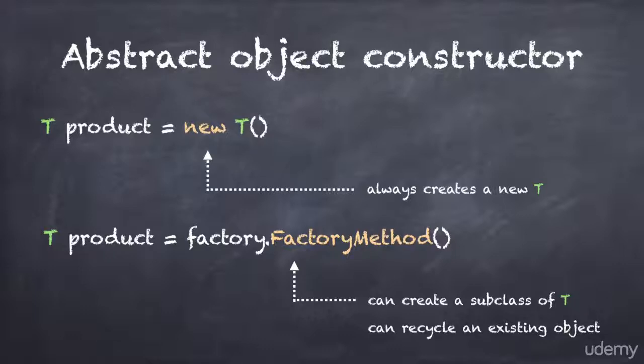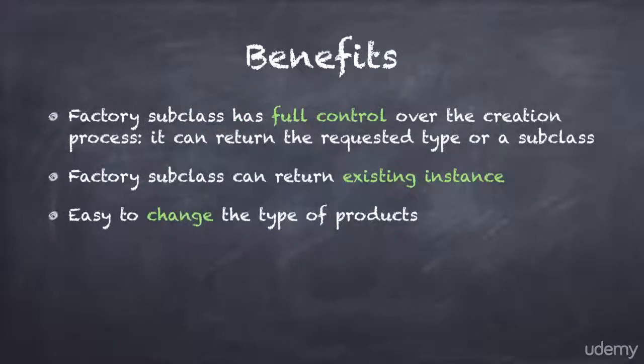So, I've already mentioned two important benefits of the factory pattern. The first benefit is flexibility. The client requests an object and the factory subclass has full control over the creation process. It can return an exact instance of the requested type, but it can also return a subclass if necessary. The client basically requests a new product, and it's up to the subclass to decide if this is going to be product A, product B, or product C.